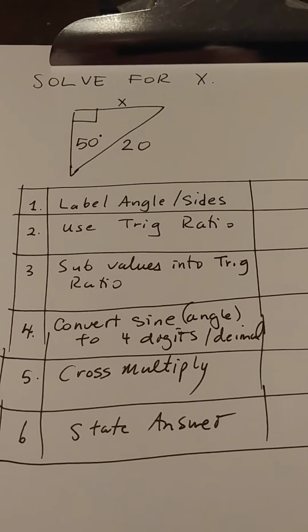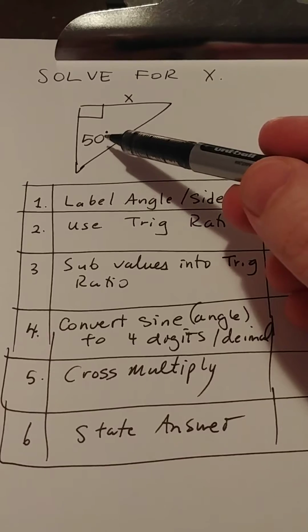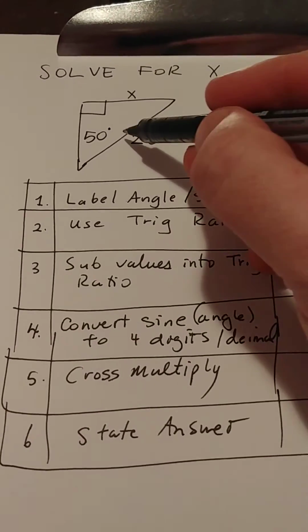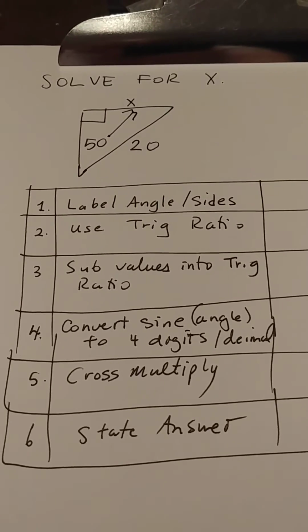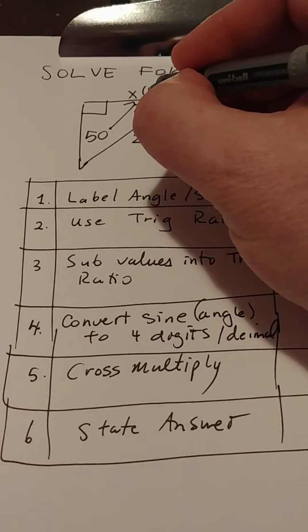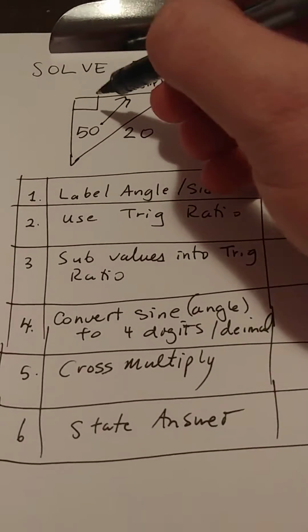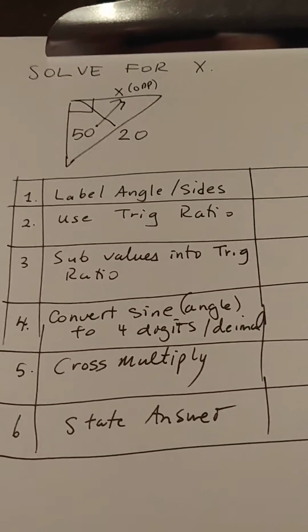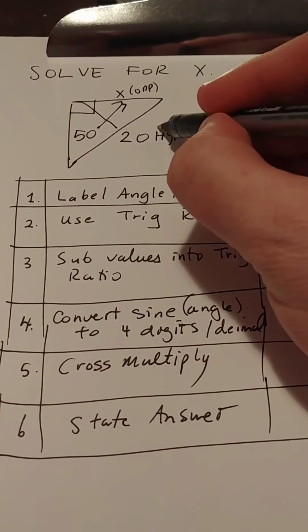The first step is to label the angle and sides. In this case, I have angle 50. That's my reference angle. With respect to angle 50, if I go directly across, I get x. So x is my opposite side length. If I go directly opposite from 90 degrees, I get 20. So 20 must be my hypotenuse.